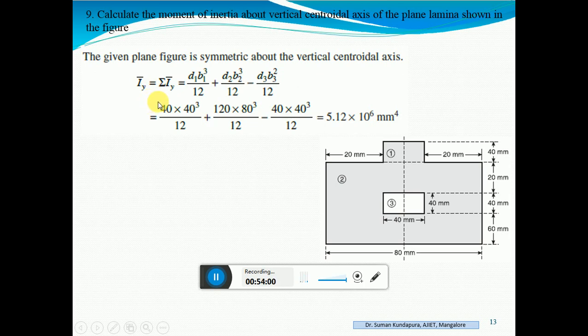Okay. So substitute for each: d1 b1 cube divided by 12, that is depth 40 into this distance, and this is equal to 40 cube by 12. This whole is 20 plus 40 plus 20, that is 80 plus into 120. D is 120, B is 80 cube divided by 12, minus D is 40, B is 40 cube divided by 12. You will get 5.12 into 10 raised to 6 millimeter to the power 4. That is the moment of inertia about the vertical centroidal axis of the plane.